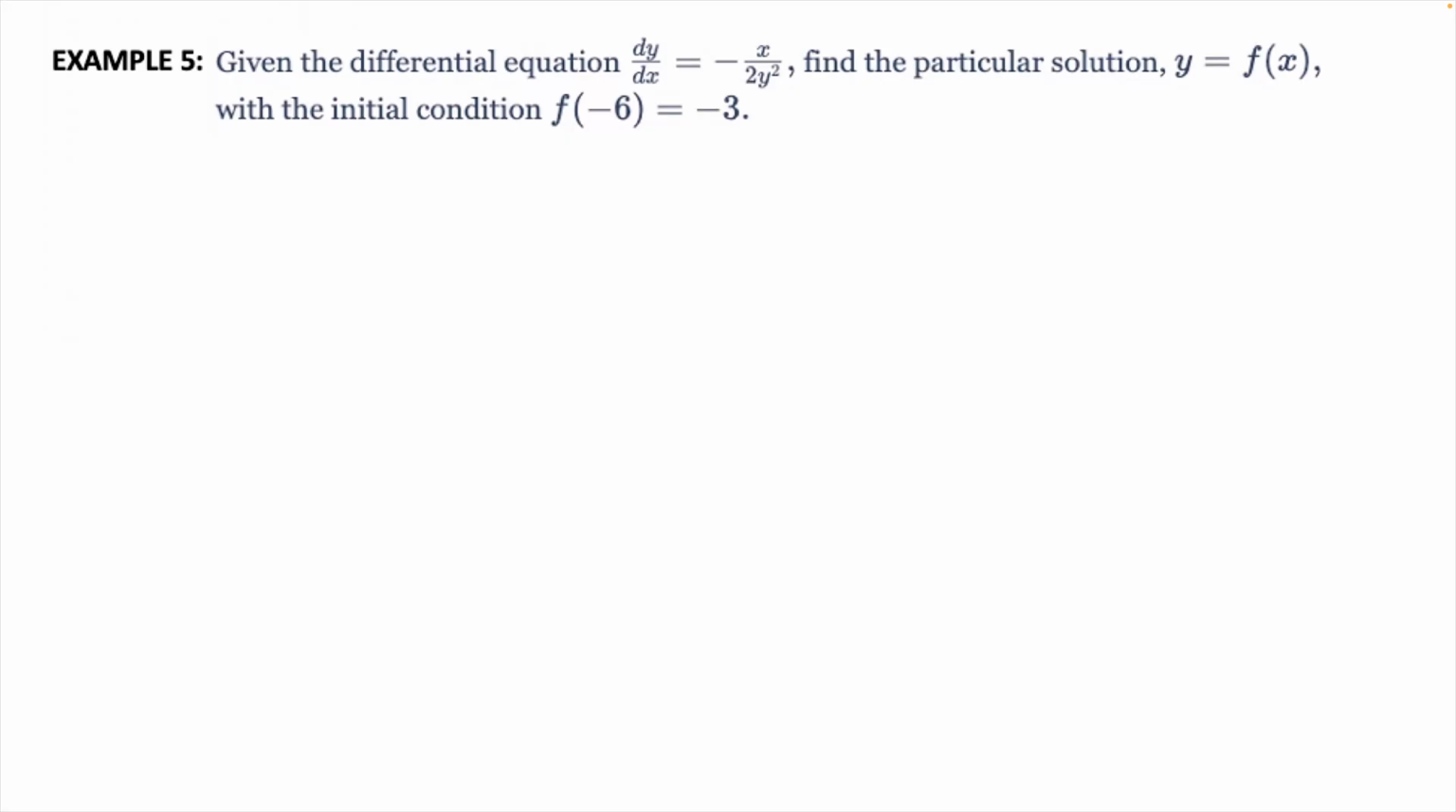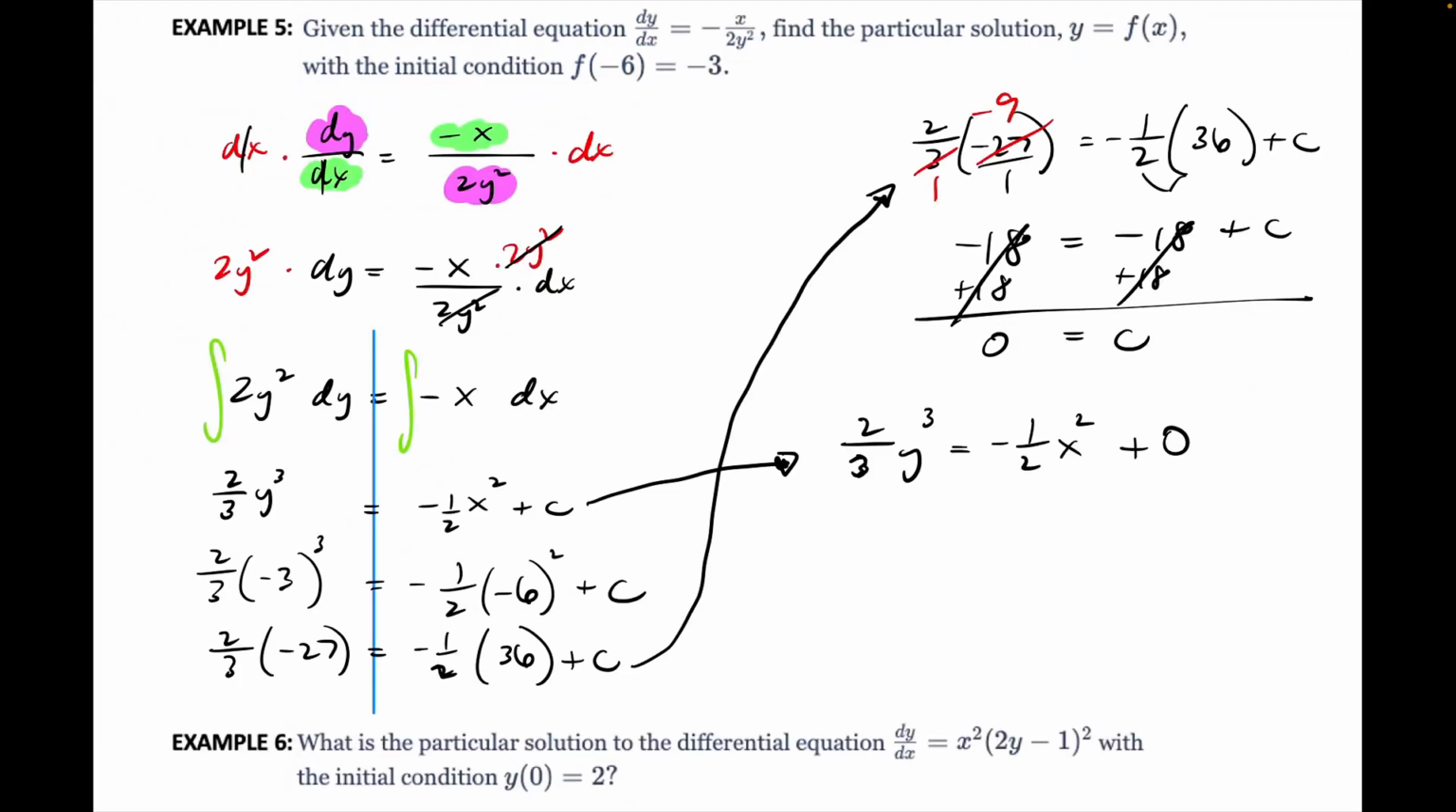So same thing. They give you a differential equation, and they want the particular solution for -6, -3. Okay, so separate the variables. X is on the right, y is on the left. Antiderivative, plug in points. C was 0. I put +0, but you don't need to put the +0. I put it there just to show you where it goes, but you don't need the +0.